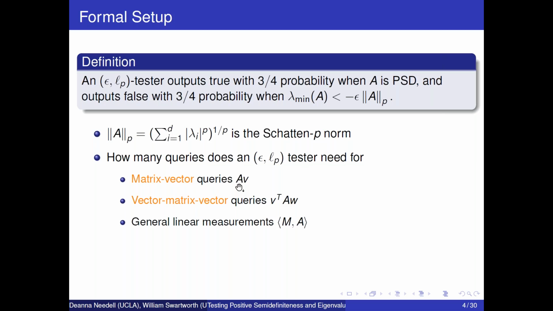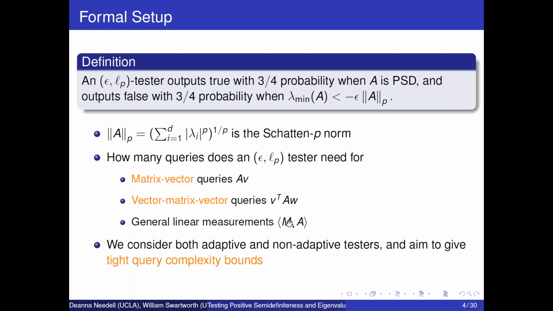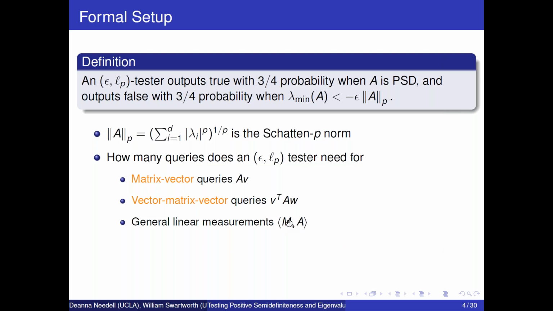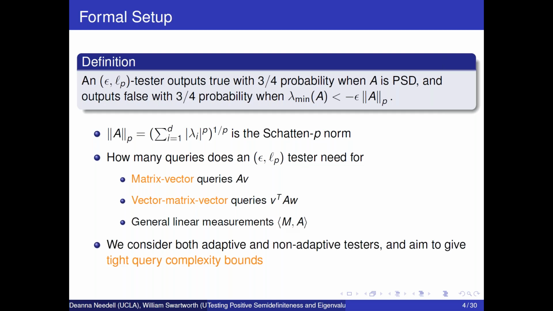For example, the matrix vector query model, the vector matrix vector query model. General linear measurements can also be looked at, though we don't look at them here. This is where you take your matrix A and you just vectorize it. So you think of it as a d² dimensional vector, and you have a vector m, and you just take the dot product of these two vectors. Okay, so these are the different query models that we're going to look at.